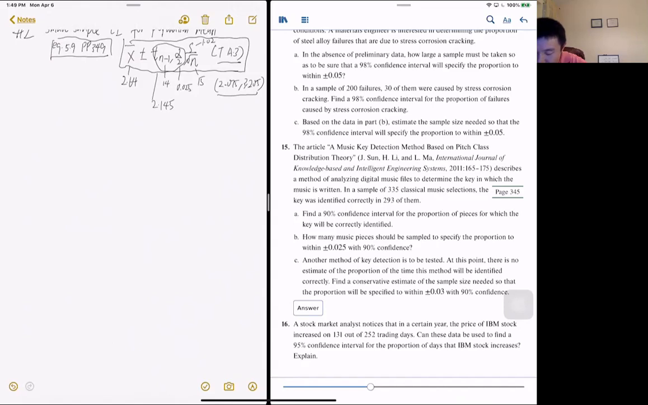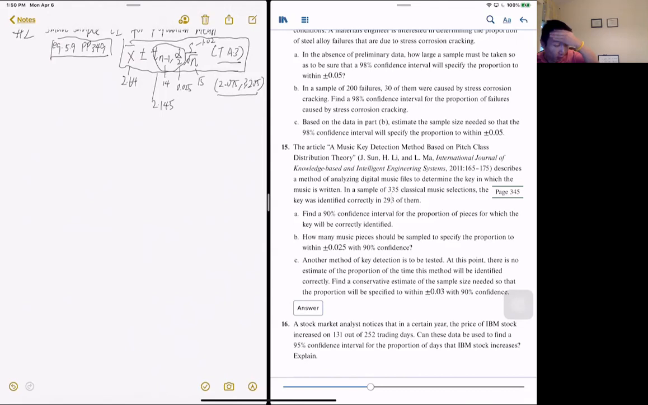Describe a method of analyzing digital music files to determine the keys in which the music is written. We have a sample of 335, which definitely is a large sample. The key was identified correctly in 293 of them. So out of 335, we have 293 identified correctly. So this is a proportion of the sample. Part A asks for a 90% confidence interval for proportion.